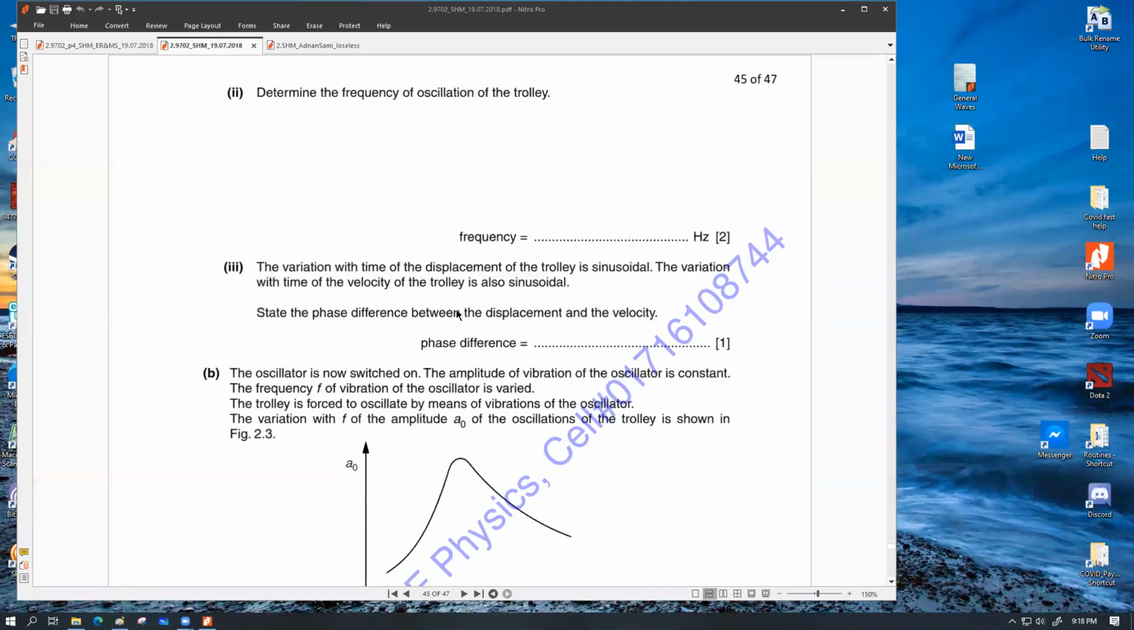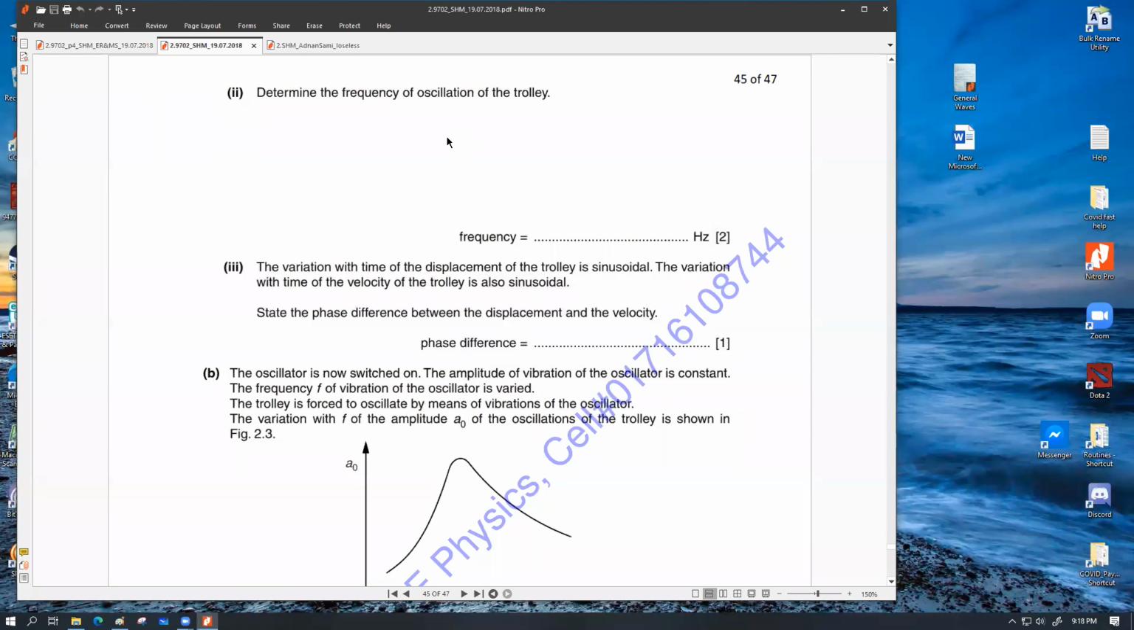Sir, for C3, A3, the frequency of the oscillation of the trolley, that's pretty simple. You have a look at the graph, find out the time period, and omega equals 2 pi by T. They say the variation with time of the displacement of the trolley is sinusoidal. Sinusoidal means the graph looks like a sine curve. A cos curve is a sinusoidal curve. A sine curve is a sinusoidal curve. A minus sine curve is a sinusoidal curve. A minus cos curve is also a sinusoidal curve. So that shape of continuous variation up and down is called sinusoidal. Sinusoidal doesn't necessarily mean sine curve exactly. Sinusoidal means the behavior is like a sine curve.